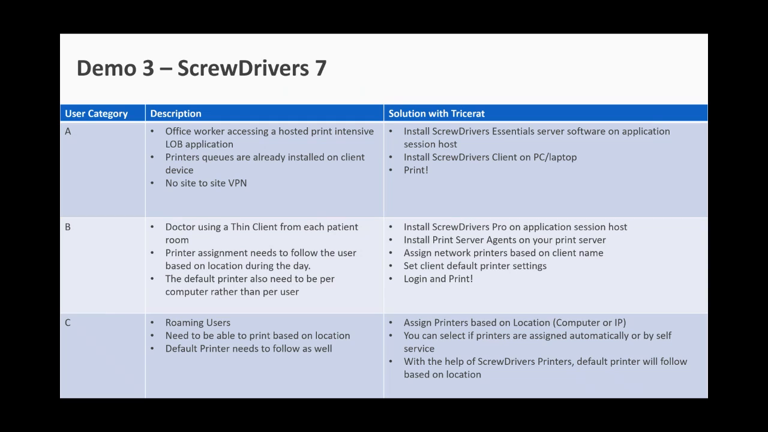So this is similar to what we just did with the doctor, even though it's different. So we're going to talk about that as well. We will assign the printer to a location. We can do that. Usually in this case, you would probably do it on an IP network and then create them, and then the user can go in and select which one they want.